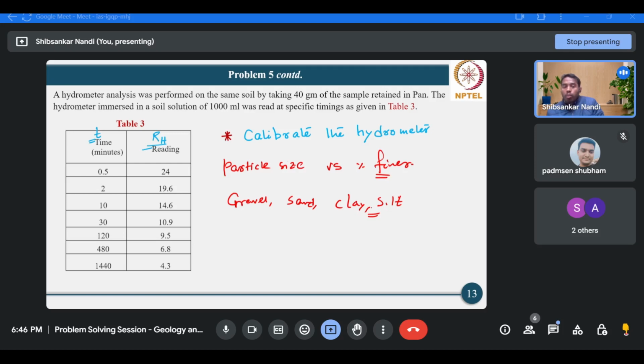For that we need to know the range of the particle size for these ingredients inside the soil. For example, what is the size of sand? The size of sand varies from 0.075 mm to 4.75 mm. Then silt is 0.002 mm to 0.075 mm. Then for clay it's less than 0.002 mm.